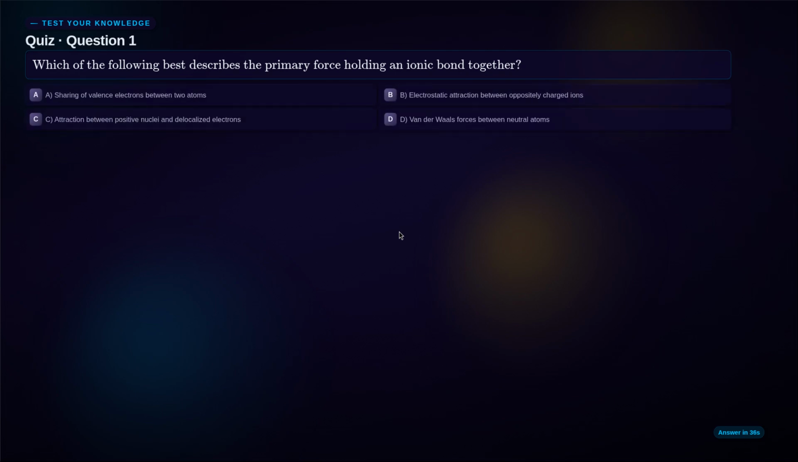Quiz question 1. Which of the following best describes the primary force holding an ionic bond together? Option A, sharing of valence electrons between two atoms. Option B, electrostatic attraction between oppositely charged ions. Option C, attraction between positive nuclei and delocalized electrons. Or option D, van der Waals forces between neutral atoms. Take a moment to think about your answer.